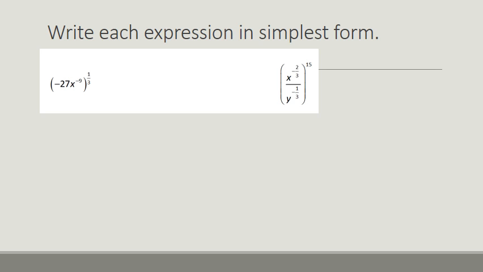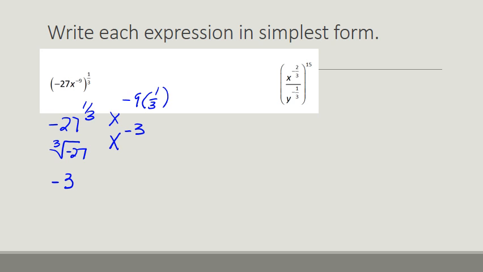Okay. Again, in this case, we're going to take our power inside. So I'm going to do negative 27 to the 1/3, which is the cube root of negative 27, which is negative 3. And then x to the negative 9 times 1/3 will be x to the negative 3. And I don't like those negative exponents, so negative 3 over x cubed.